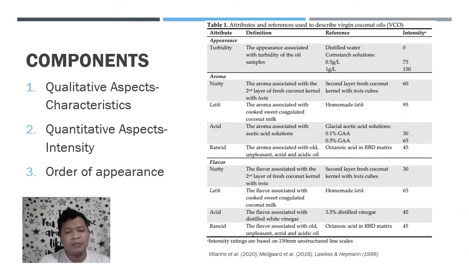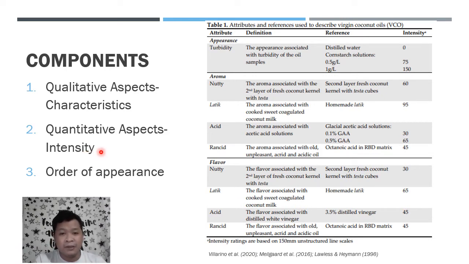So in a descriptive test, okay, there are qualitative aspects, quantitative aspects, and also the order of appearance. So dito pa lang alam niyo na ang dami ng types of data. Obviously may ordinal, merong nominal, and then there are likely yung quantitative, maybe usually interval ang pagturing dito dahil trained naman yung panelists.